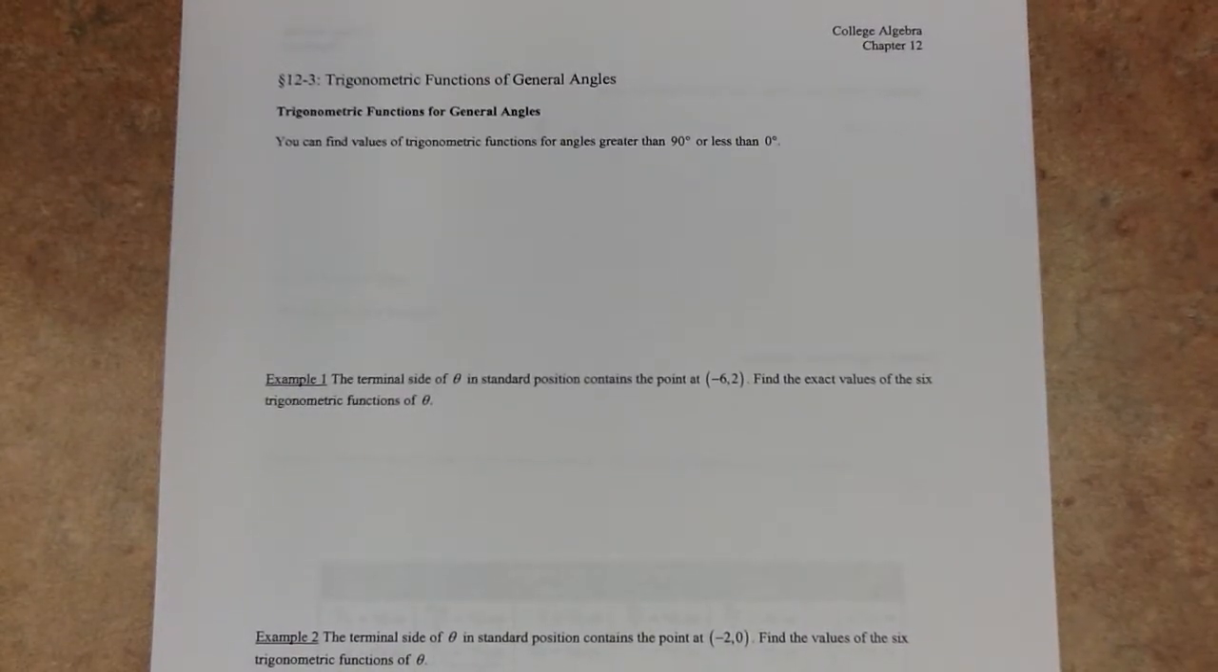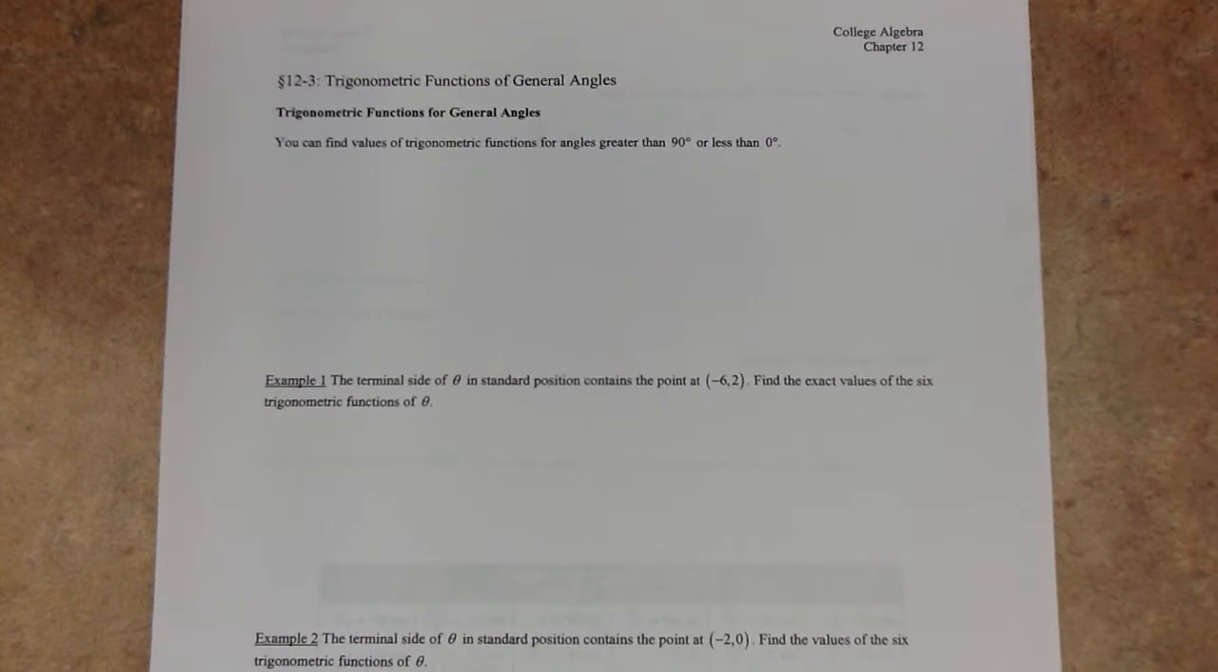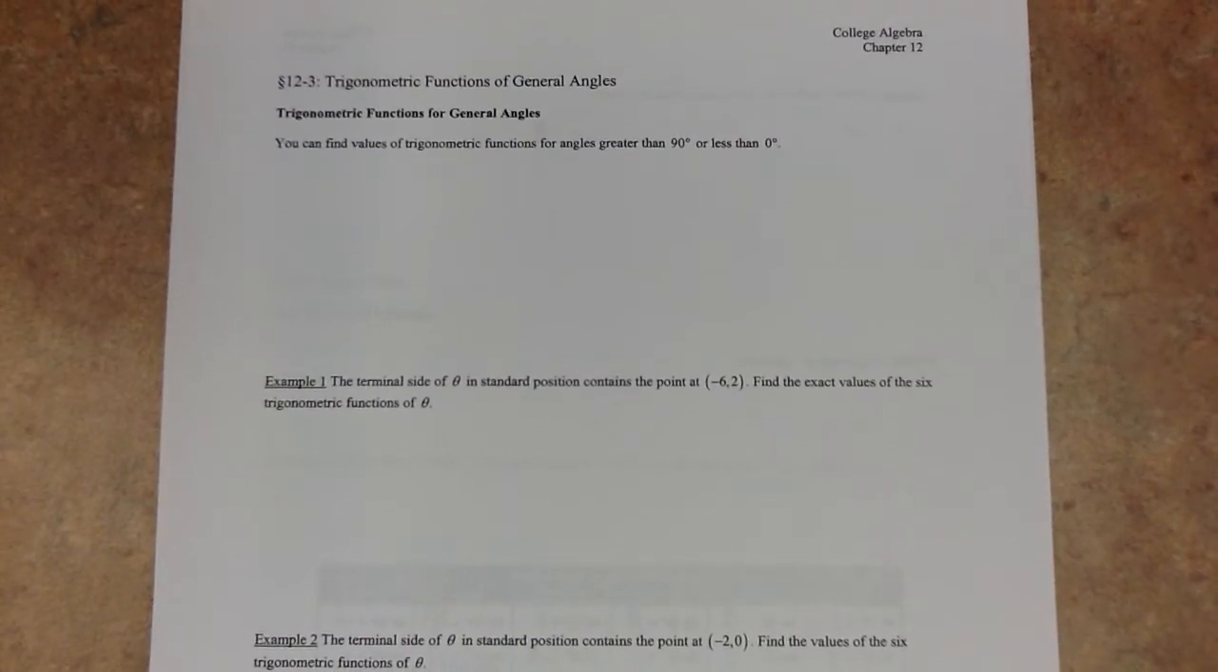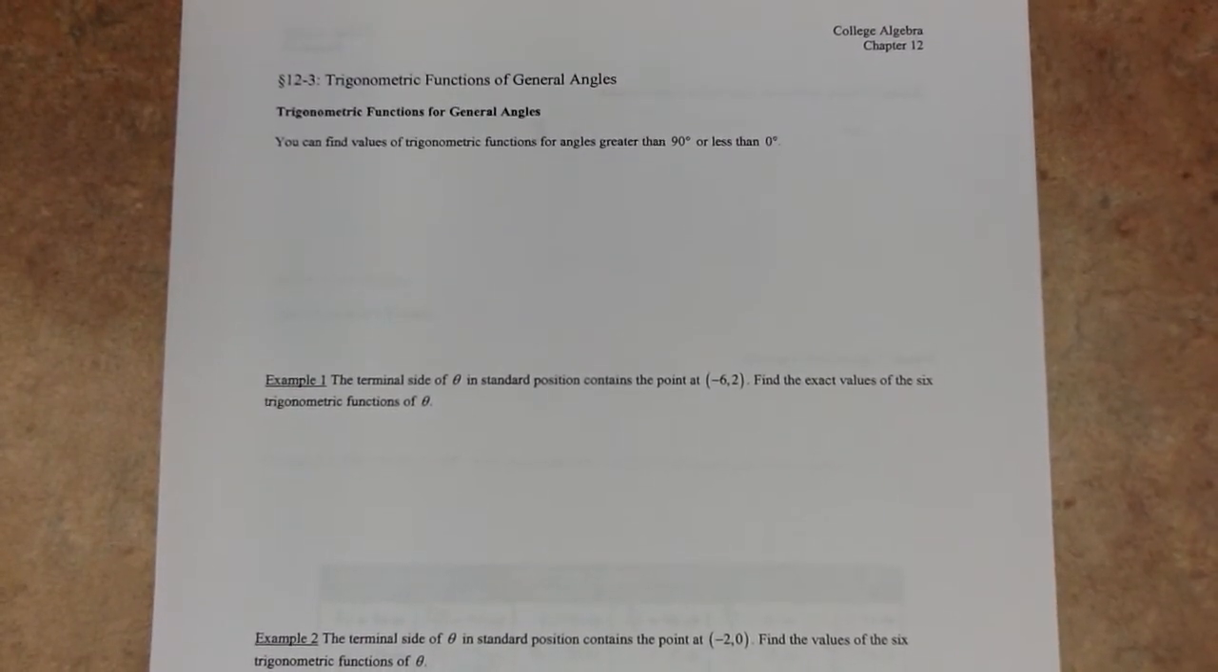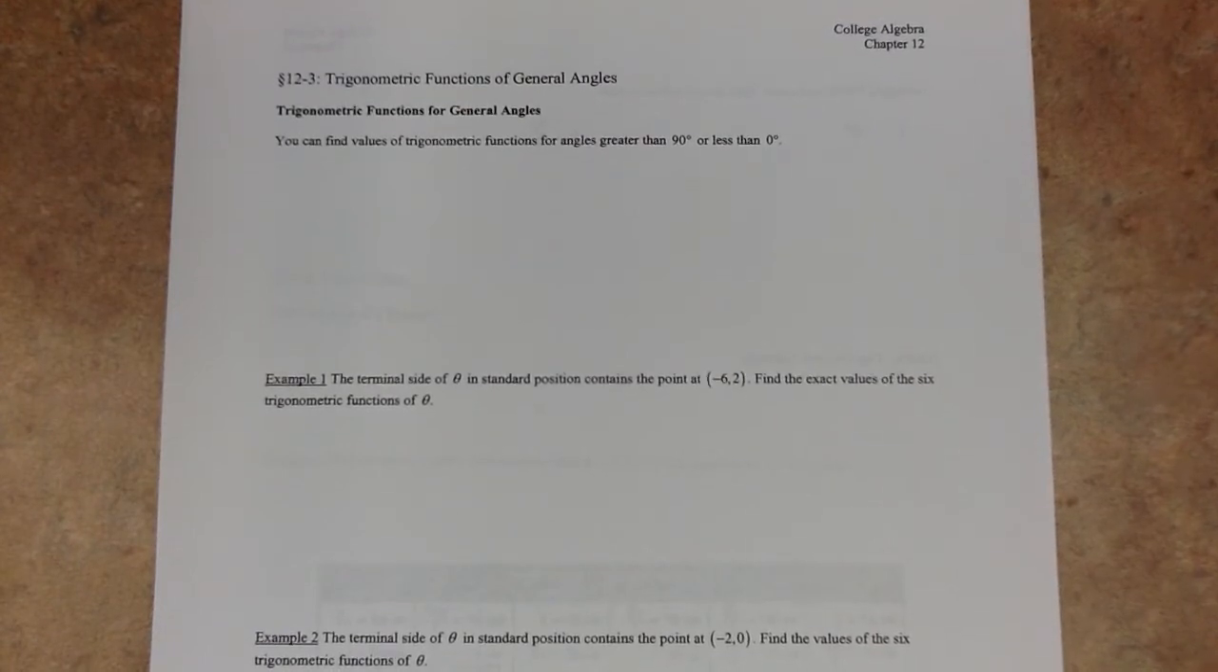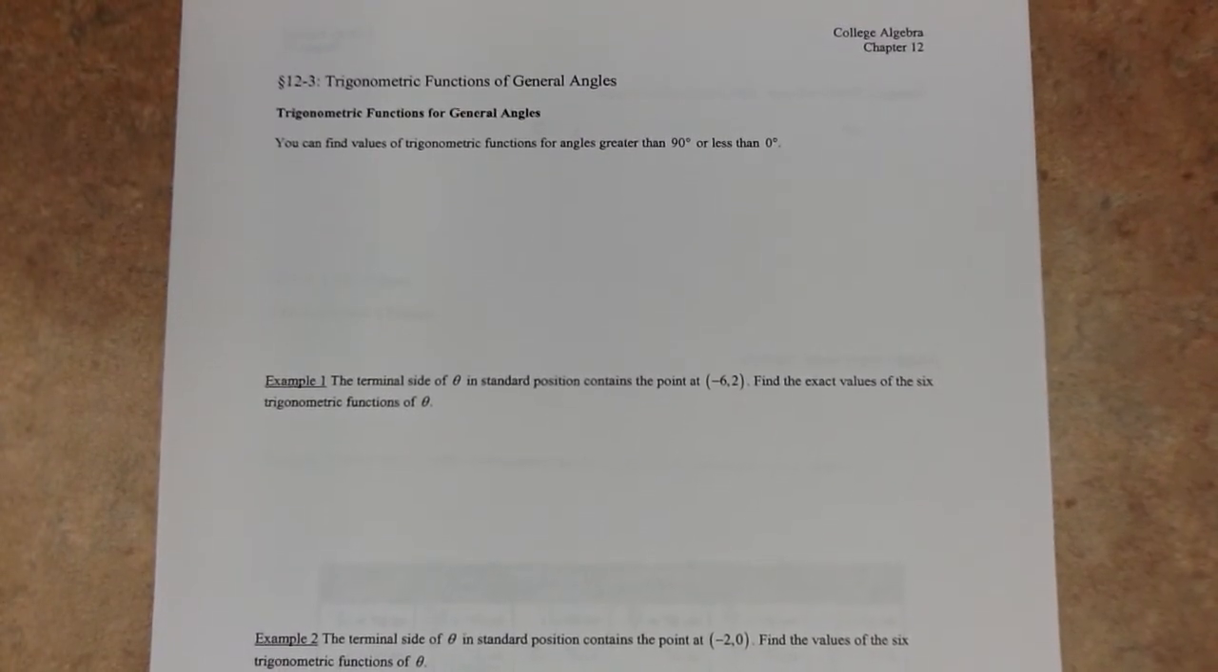Okay, so in 12.1, we talked about the trigonometry of a right triangle. Only a right triangle, meaning we haven't done anything bigger than 90 degrees yet, because in a right triangle, the biggest angle possible is a 90-degree angle. But it's possible that we can find the sine, cosine, tangent, cosecant, secant, cotangent of any angle that you want.